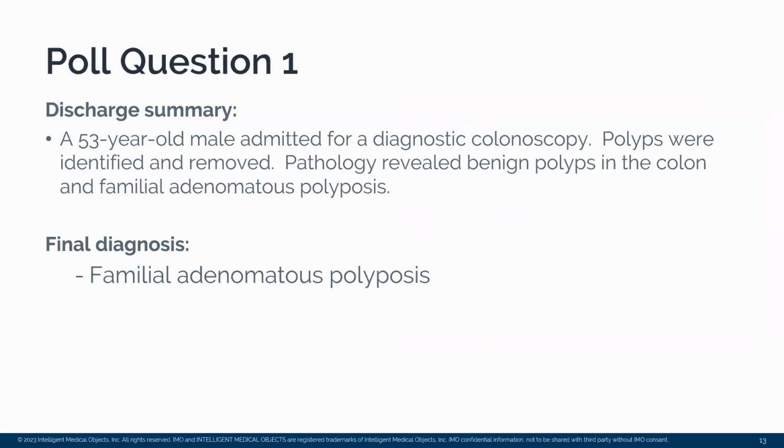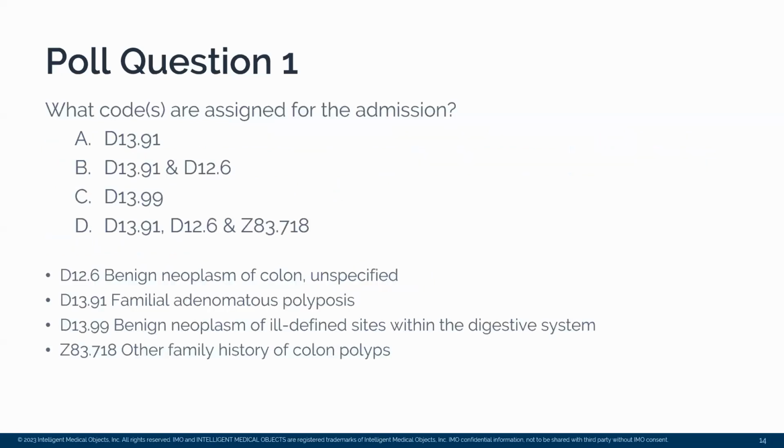So we're going to do a poll question now. We have a 53-year-old male admitted for diagnostic colonoscopy. Polyps were identified and removed. The pathology revealed benign polyps in the colon and familial adenomatous polyposis. So, Jordan, can you please launch the poll? And these are the questions with the codes. So let us know what you think.